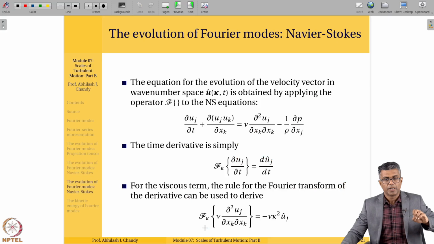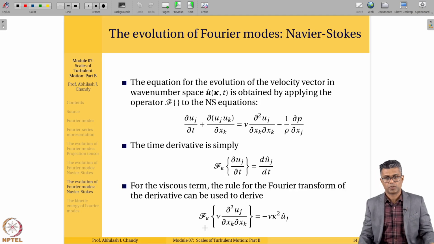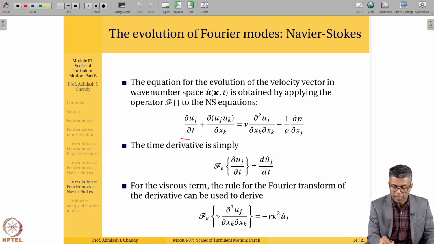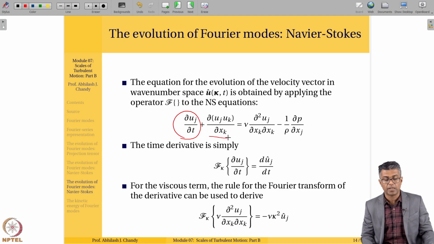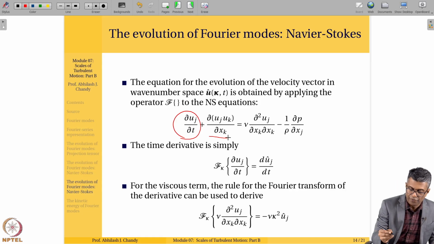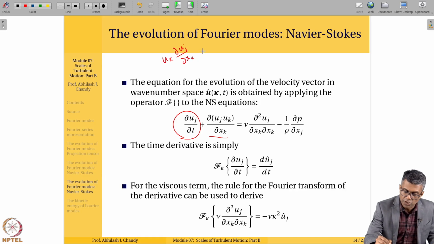Now, okay, so let's have the projection tensor set apart. Let's now go directly into the Navier-Stokes equations. This is my Navier-Stokes equations. I have the unsteady term del uj del t. Then I have the nonlinear term del xk of uj uk. You will notice that I wrote it slightly differently. Instead of writing it as uk times del uj del xk, I wrote it as, which is the same as del xk of uj uk.